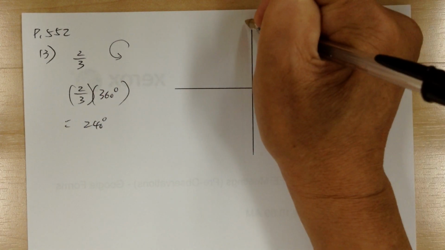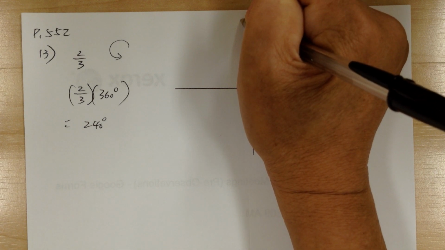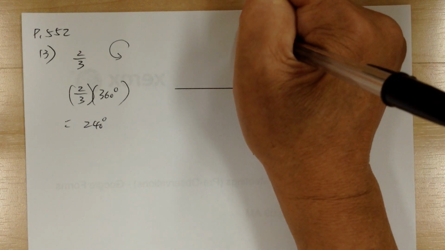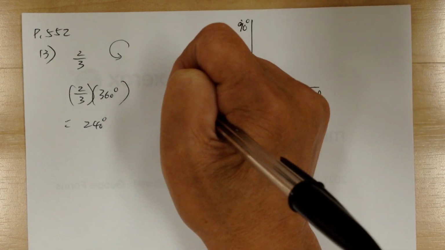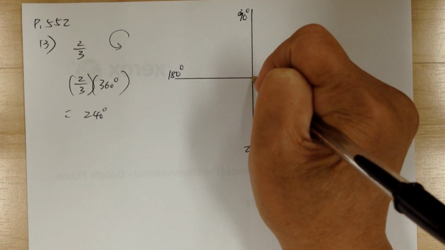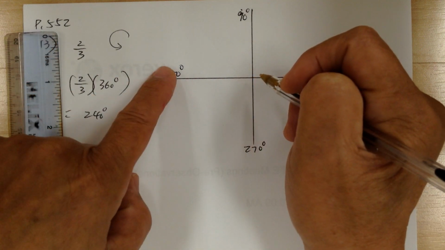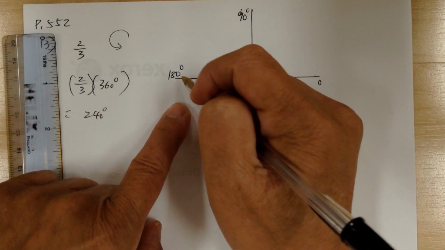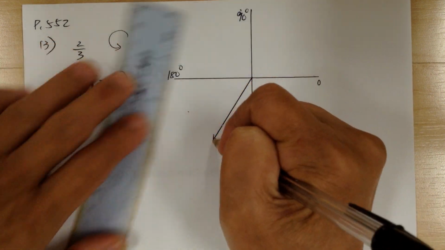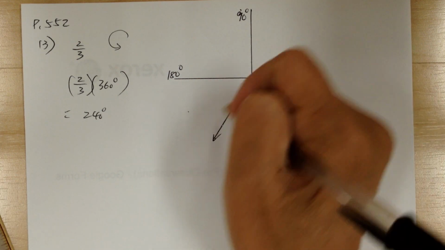So here's 0. Let me find this measure. Here's your 90 degrees, and here's your 180, 270. So this would be at the 7 o'clock position, right? 180. Remember, each number on the clock is 30, right? So 180, and 8 o'clock would be 210. So 7 o'clock would be, here's 7 o'clock, and so this would be 240 degrees.